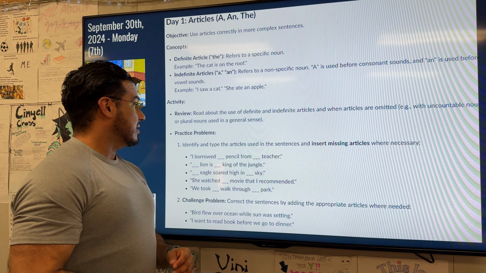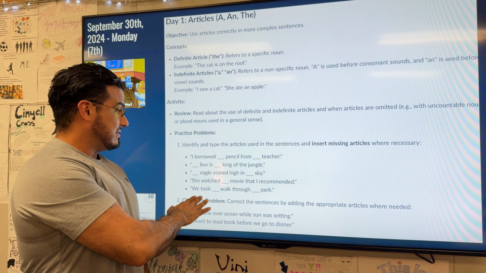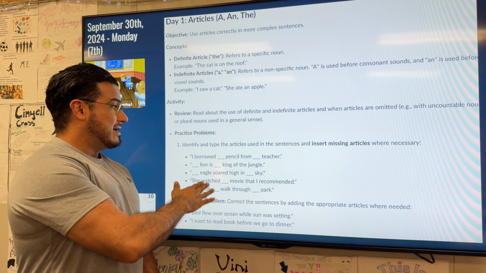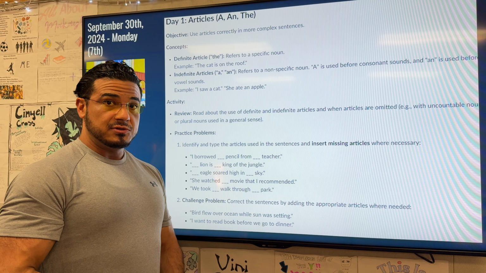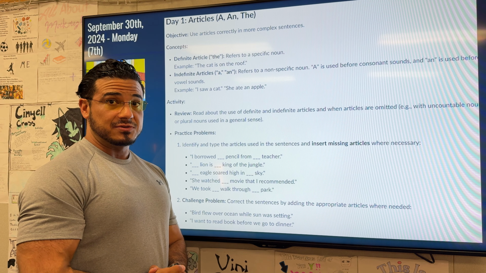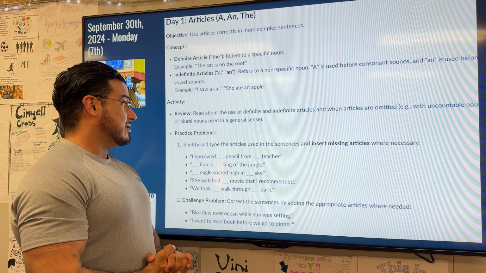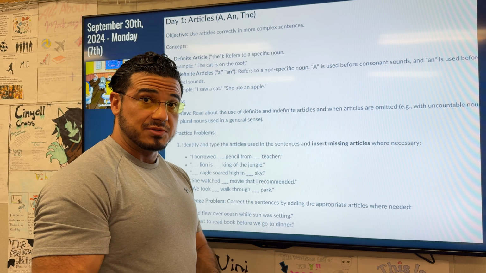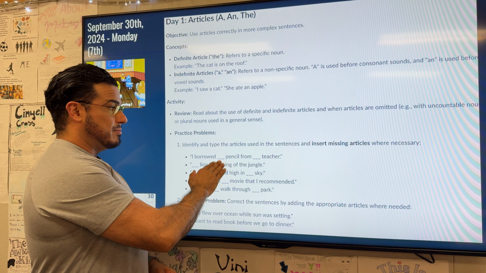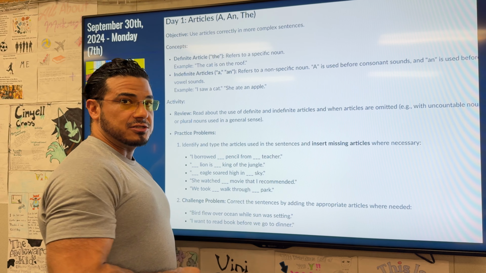All right, we're going to go ahead and take a look, and you're going to have a series of sentences. There's 5 of them, and for each one, there's some flexibility in terms of which articles you use. However, you will need to be consistent with some elements. So let's go ahead and take a look at the first sentence, which is where we're going to have to insert those missing articles. I borrowed blank pencil from blank teacher.